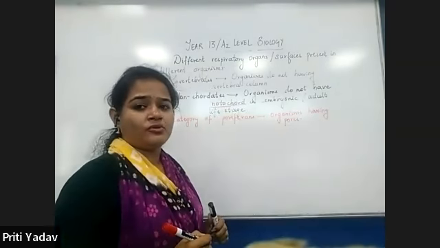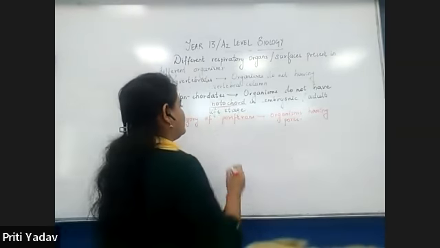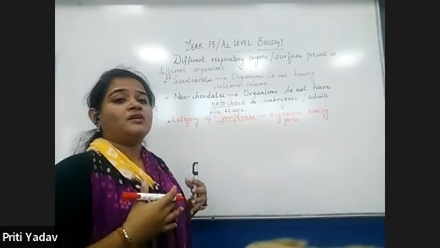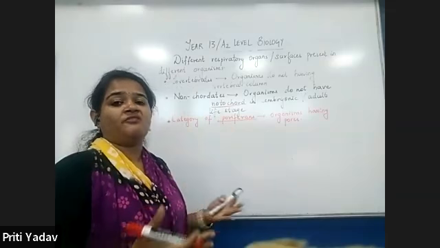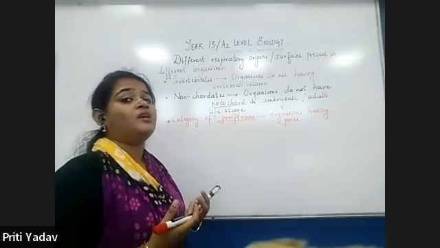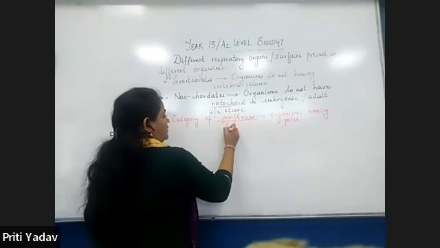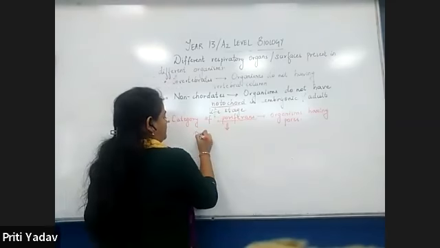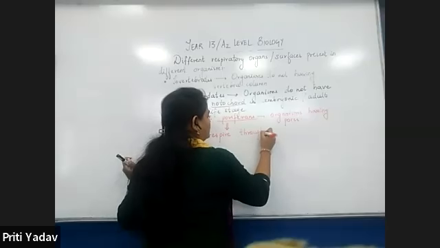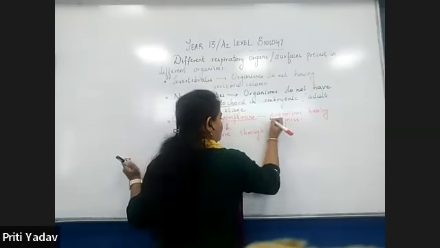Organisms having pores on their body. So porifera are the organisms which do not have a developed or specialized respiratory system. Then what do they have? They do respire through the body surface.